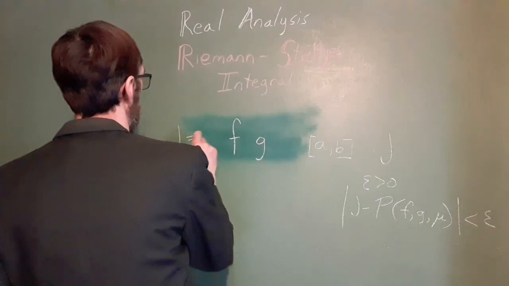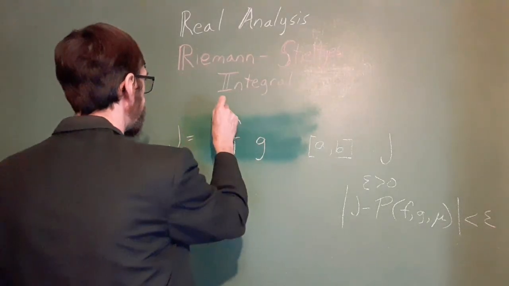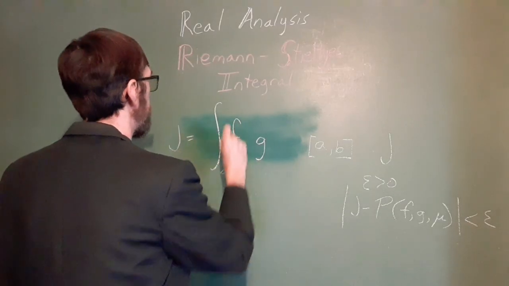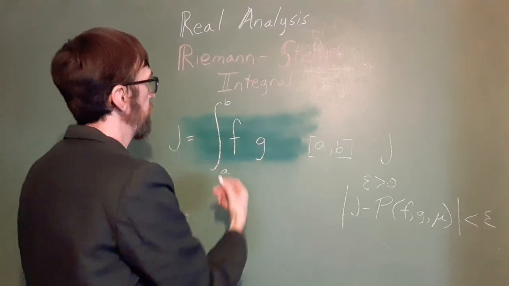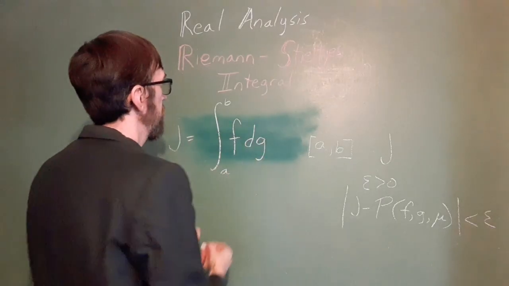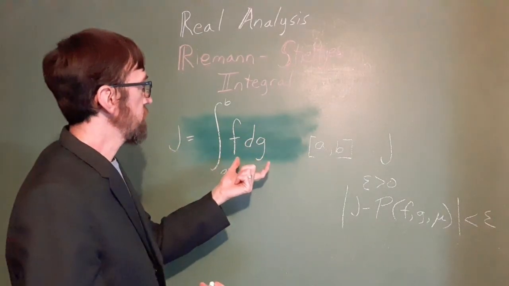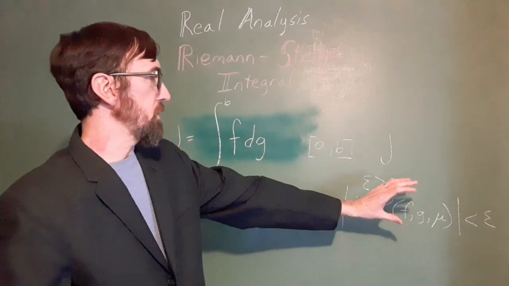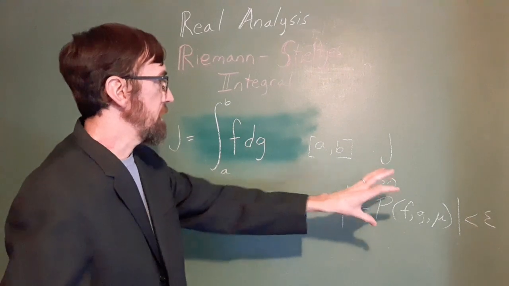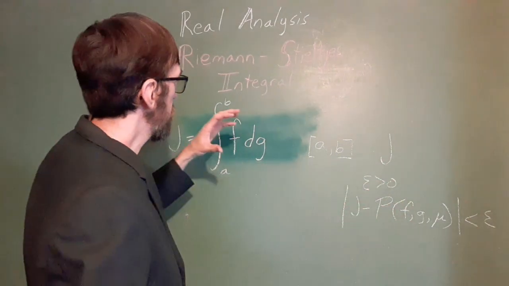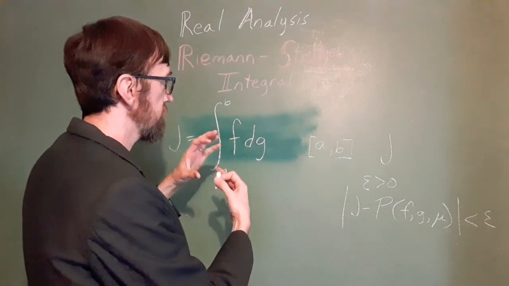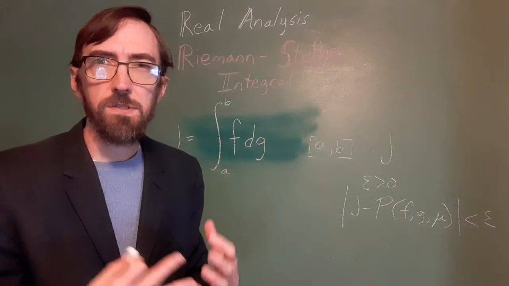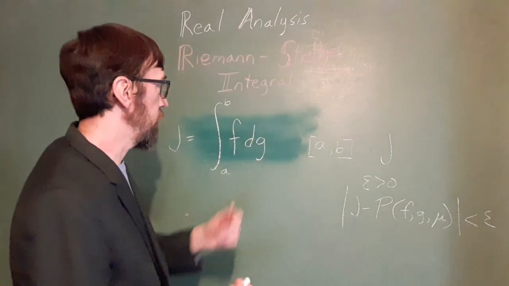J is, by definition, going to be the integral on this interval, a to b, of the function f with respect to g. And this epsilon-delta argument would be what we use to argue some of the truth about this, some proof writing involving this.